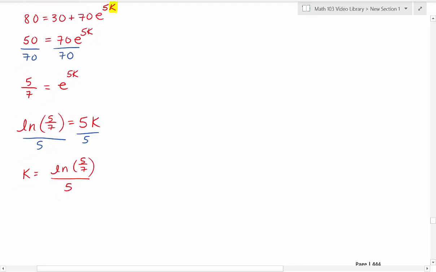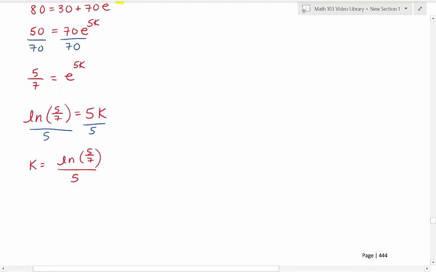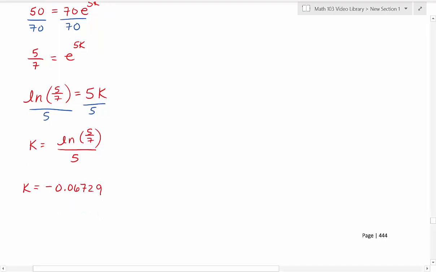Now we're ready to plug it into our calculator and round. The directions told us to round k to 5 decimal places. We get k to be equal to negative 0.06729. We will now plug our k value, our T sub 0, and our C into Newton's law of cooling, and that'll give us the model that describes what's going on here.